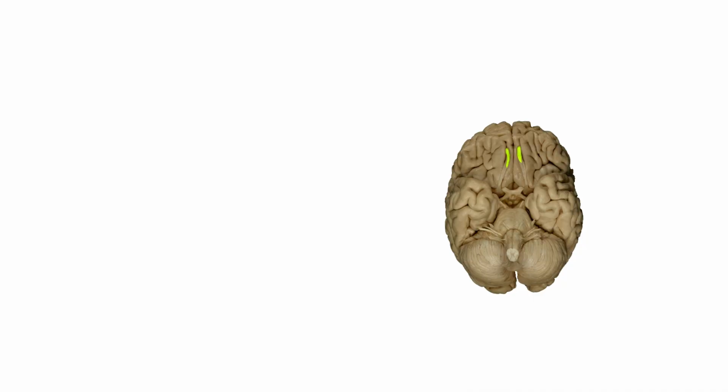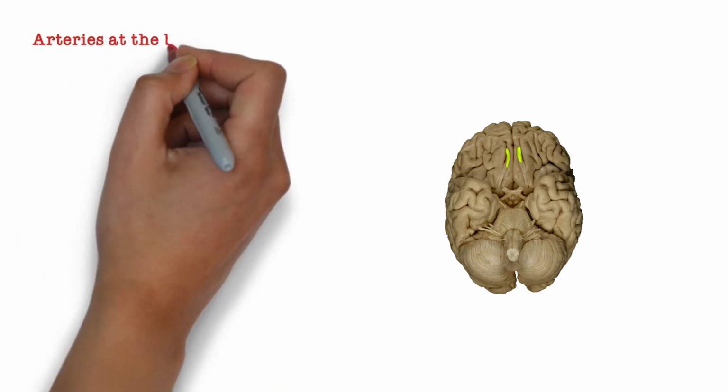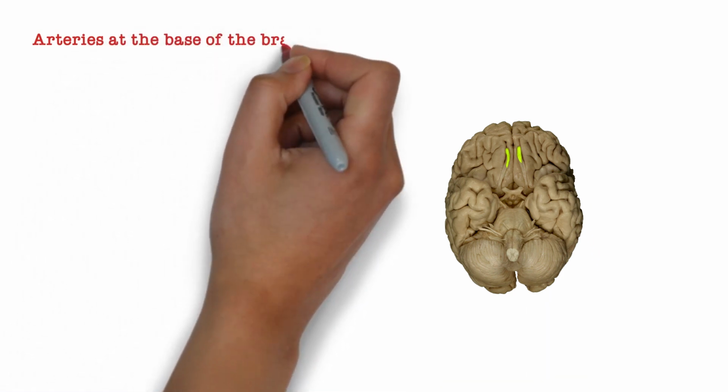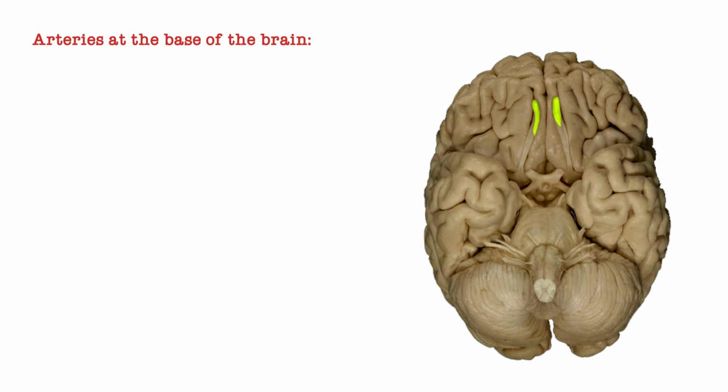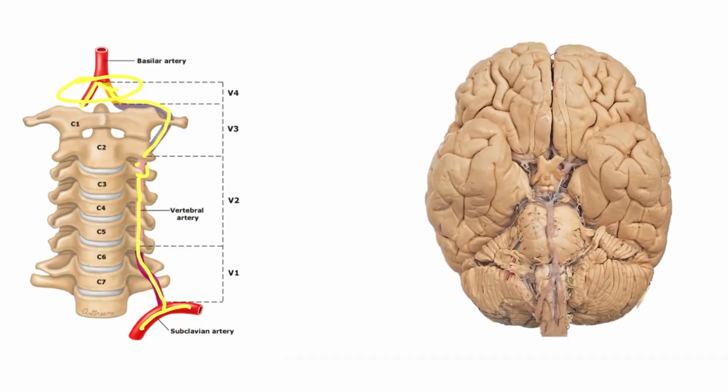So here we have our first cut section. This is the base of the brain. And in this first cadaveric image, we are going to look for the arteries and some basic structures. The first one is the vertebral artery. Vertebral arteries are major blood vessels that originate from the subclavian artery. They ascend through the transverse foramina, and then enter the base of the skull through the foramen magnum. Inside the skull, these two vertebral arteries join together to form the basilar artery.